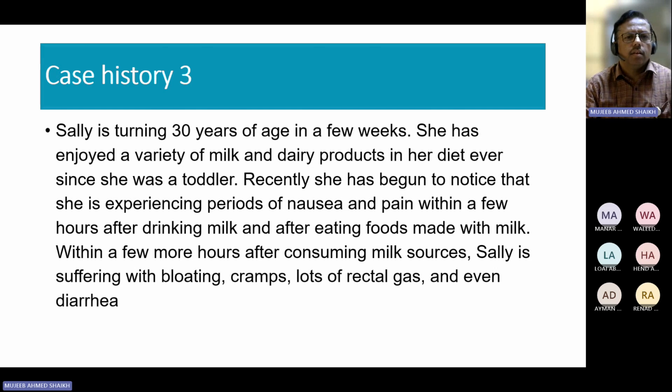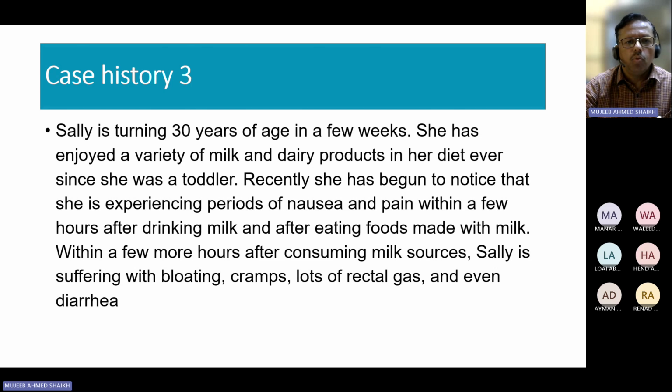The last one. Sally is turning 30 years of age in a few weeks. She has enjoyed a variety of milk and dairy products in her diet ever since she was a toddler. So she used to drink and enjoy milk and milk products. Now she is 30 years old.